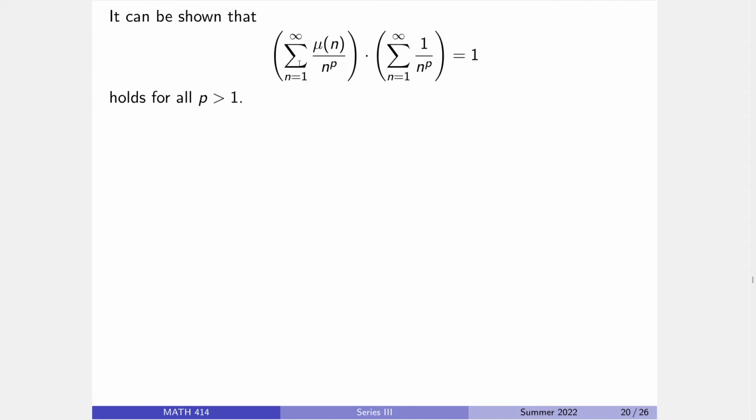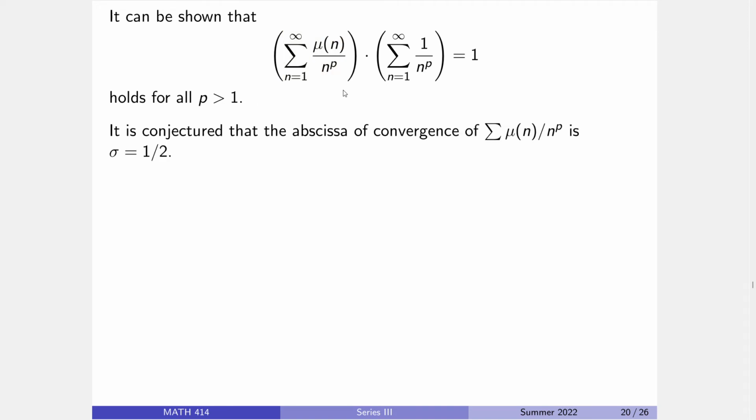So the Dirichlet series of the Mobius function is very important. First of all, it has this very neat little property. The natural question now is, what's the abscissa of convergence of this thing? Note here, I'm implicitly telling you that the abscissa of convergence is at most 1, because this is true for p bigger than 1. The conjecture is that its abscissa of convergence is 1/2.